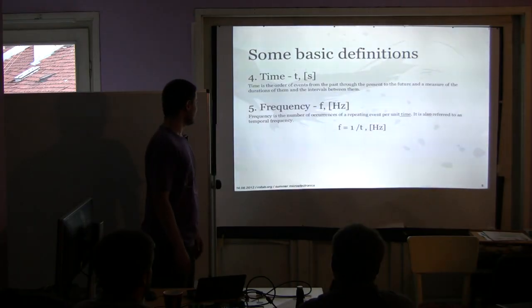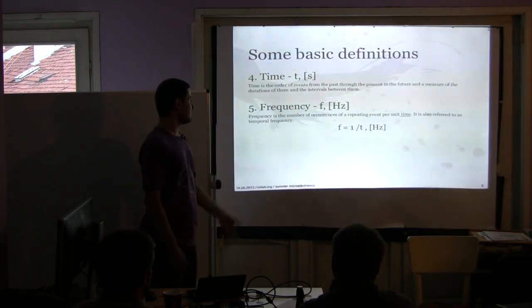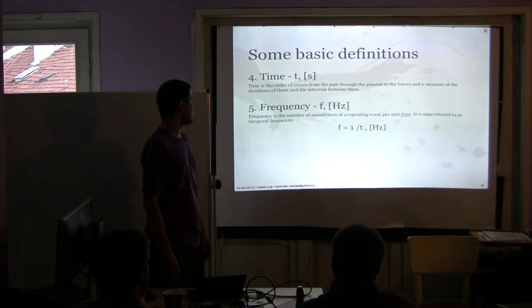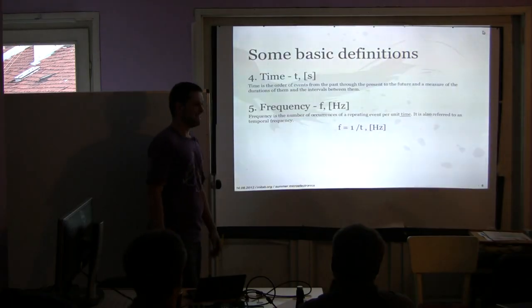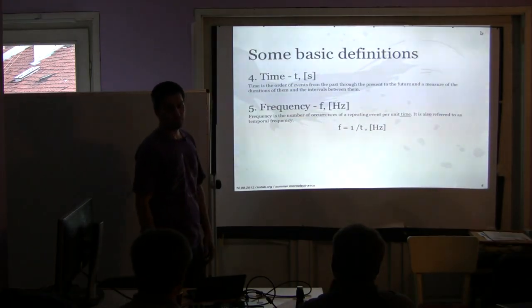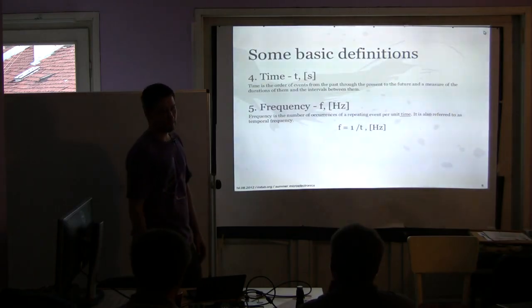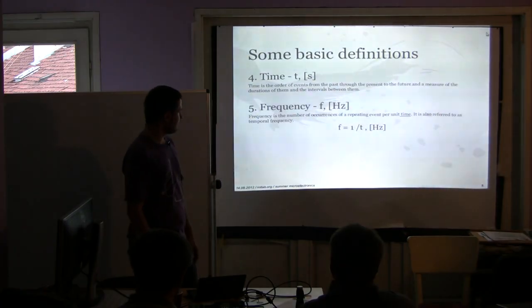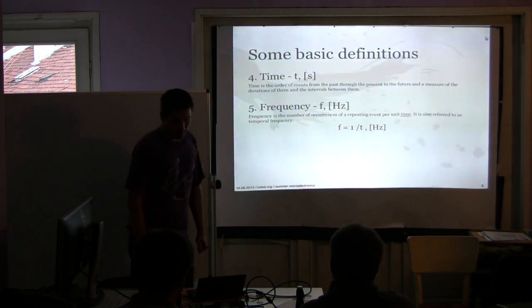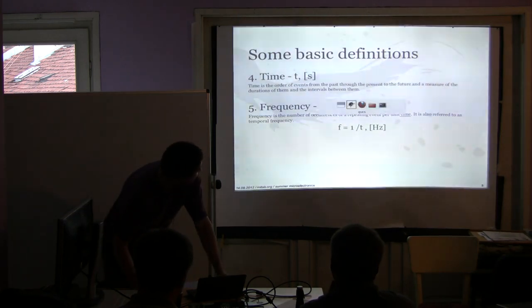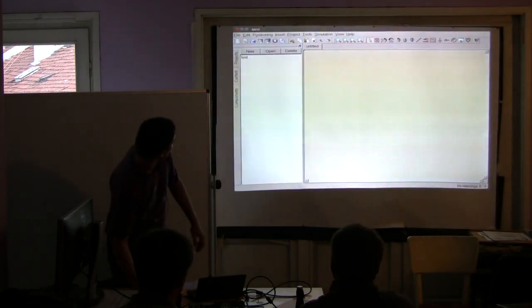Yes, the frequency is the number of occurrences of repeating events per unit time. It is also referred to as temporal frequency. This is also Wikipedia, but actually if we have some periodic signal which is defined in time, we can find its frequency. It's 1 over T, over the period of the wave. Yes, actually I can show you a simulation so we can see what this is.